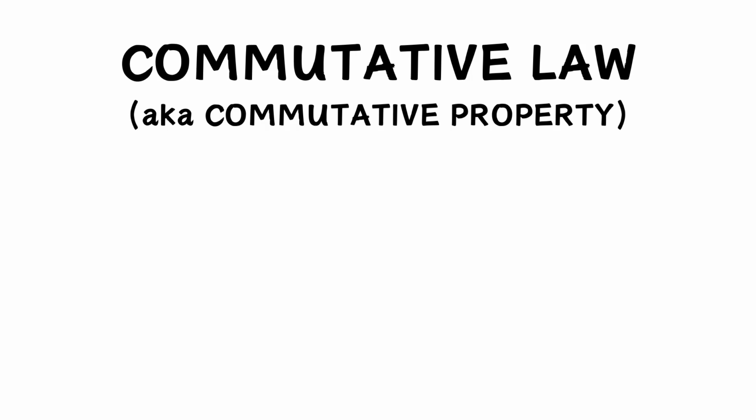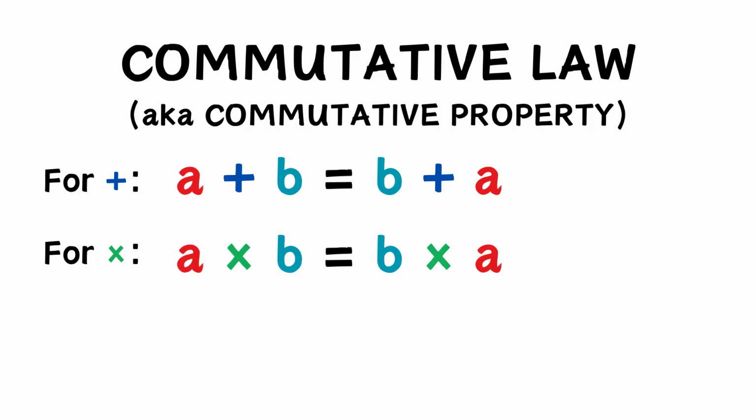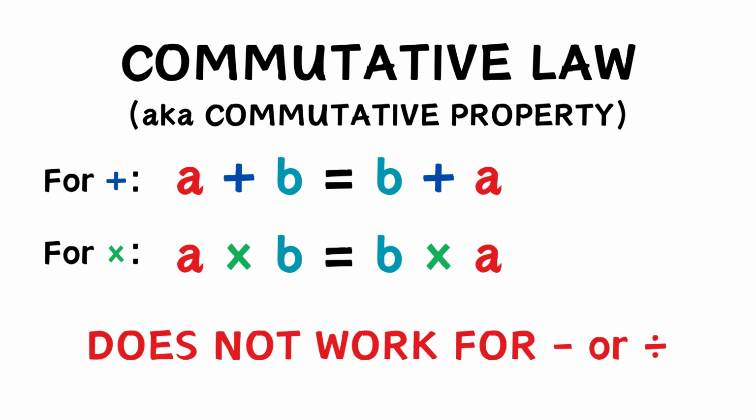Our next law is called the commutative law, which is also sometimes called the commutative property. The commutative law for addition states a plus b equals b plus a. And similarly, the commutative law for multiplication states a times b equals b times a. Note, this law does not work for subtraction or division.